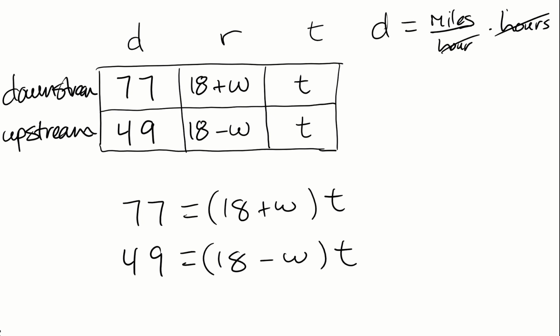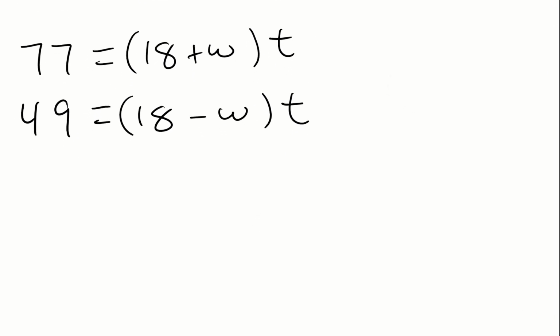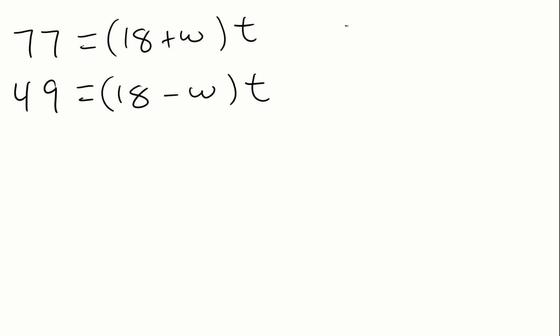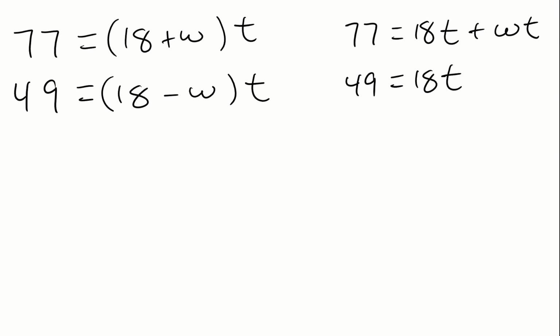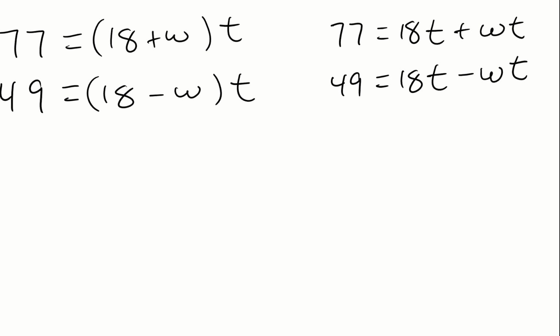In order for me to solve this system, I think I'm going to distribute the t to these two expressions, the 18 plus w and the 18 minus w. If I do that for the top equation, it becomes 77 equals 18t plus wt, and the other one becomes 49 equals 18t minus wt.